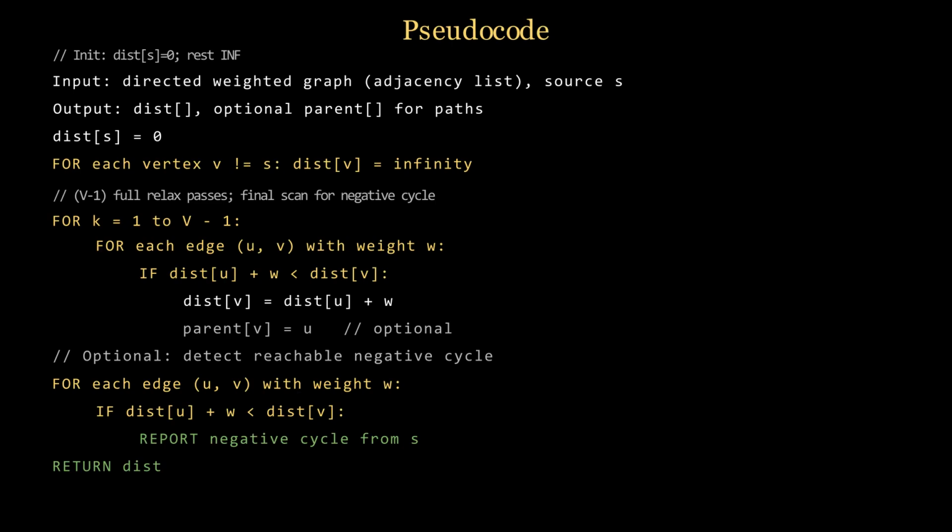After those passes, one more scan over all edges checks whether any relaxation is still possible. If so, a negative cycle reachable from the source exists. Otherwise we return the dist array.